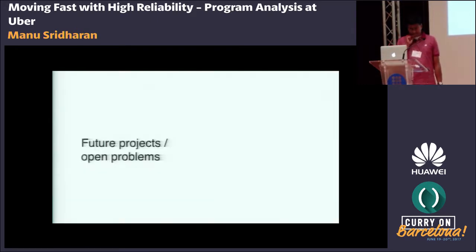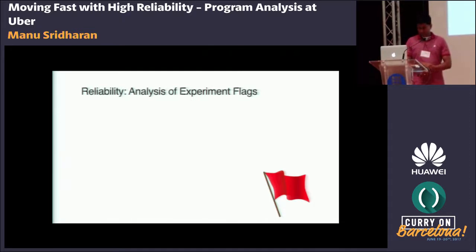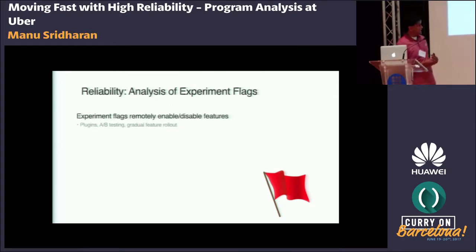Okay, so in the last part of my talk, let me just talk briefly about some open problems that we're working on right now and that we'd like to address in the future. So one thing that I think is really quite promising is doing better analysis of experiment flags and how this affects your code base. Experiment flags enable us to remotely enable and disable features. I kind of already talked about this with the plugin system, right? So we can use our experiment flag infrastructure to disable plugins, but it's also used for things like A/B testing of different features, and also to gradually roll out a new feature to play it safe, right?